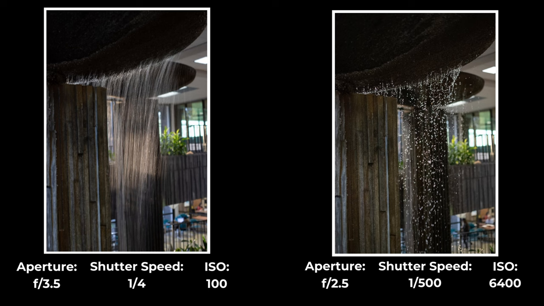If we take a look at the image on the right, since I went with the freeze frame effect with a faster shutter speed, this means less light is hitting the camera sensor, so I needed to use an aperture that was more wide open. And also I used an ISO that was a lot higher, which is ISO 6400, in order to allow the camera sensor to be more sensitive to light. So as you can see, this is just an example of how, based on your shutter speed, you'll need to balance out the other settings when you're in low light situations.